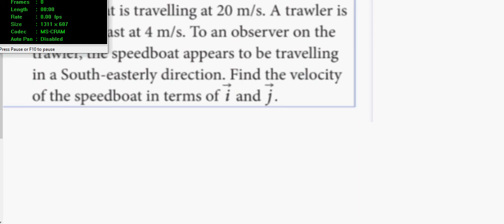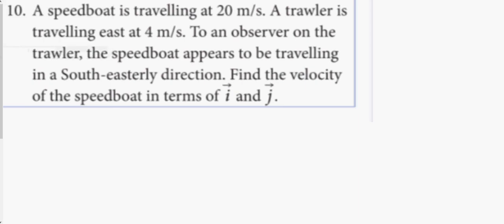Alrighty. Speedboat is travelling at 20 meters per second. Trawler is travelling east at 4 meters per second. To an observer on the trawler, the speedboat appears to be travelling in a southeasterly direction. So, here's the main part of the question. Are you doing VTS or VST? Which one? Only one of them gets you the right answer.